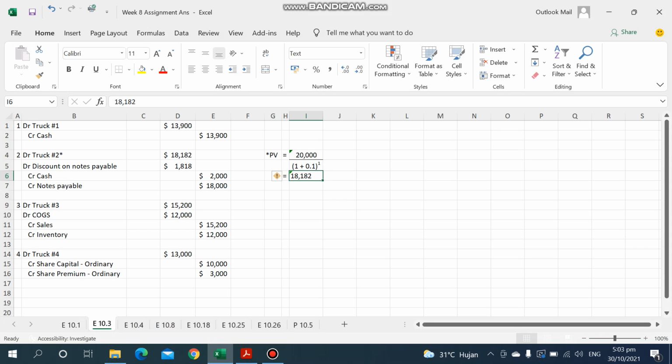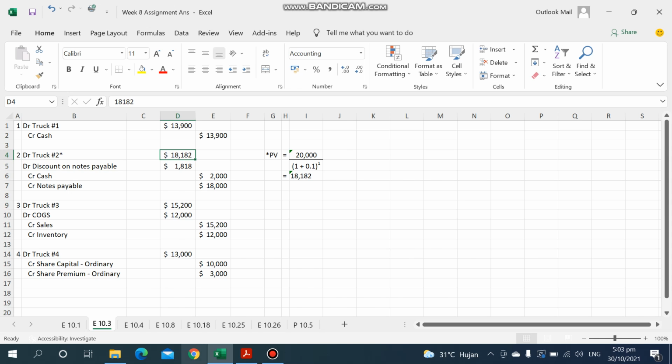So the present value is 18,182, already rounded to the nearest dollar. So we will record debit truck number 2, 18,182. The rest will be the debit discount on notes payable 1,818. And then credit cash 2,000 that we pay, and credit notes payable 18,000 that we issue, the zero interest bearing note. This discount later on will be amortized, the way you usually do using the effective interest rate. So the truck amount later on will be 20,000 after 1 year.